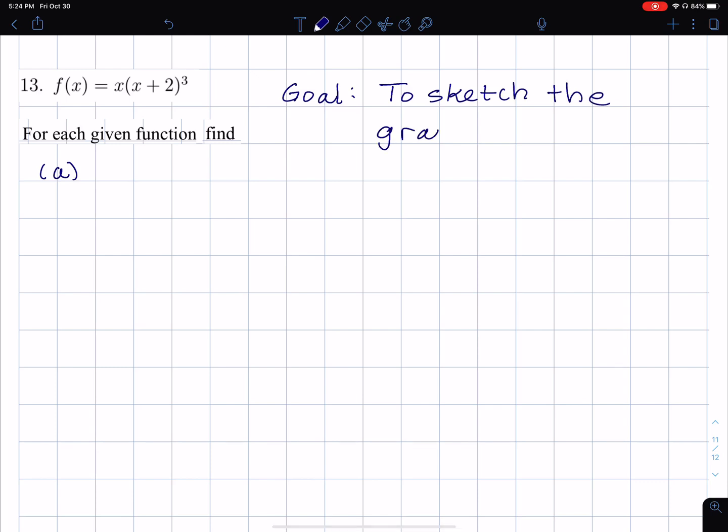Now, I'm not focusing on the x-intercepts, but clearly this one's sort of an easy one to find the x-intercepts because it's already been factored. But what I'm going to focus more on is calculus and how calculus can help us to sketch the graph. And so I'm going to start off with finding the critical numbers. So we're trying to sketch the graph and we're going to use calculus to do that. So we'll find the critical numbers.